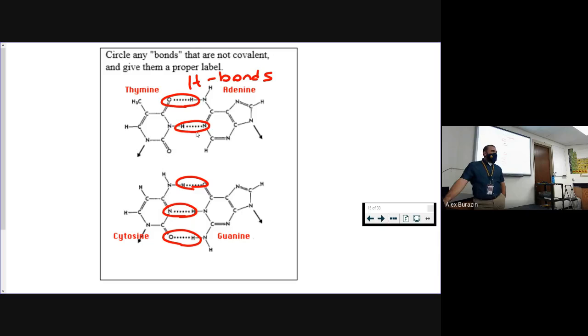Is that a real bond? Is that a covalent bond? No, 'tis not. Hydrogen bonds are not the same as a covalent bond. They're much weaker. They're intermolecular forces. They happen between molecules. Covalent bonds are way the heck stronger than hydrogen bonds. Okay?